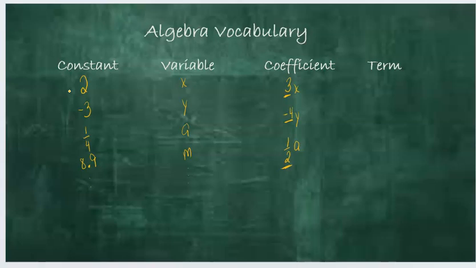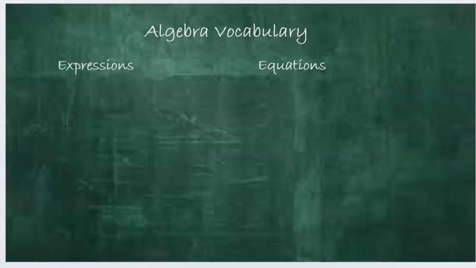Next, we have a term. A term is any constant, variable, or coefficient and variable together. So 2 is a term. Y is a term. -6x is a term. Any of these, or combination, as long as it's single, is a term. Now, we're going to learn why this is called a single term in terms of our expressions.